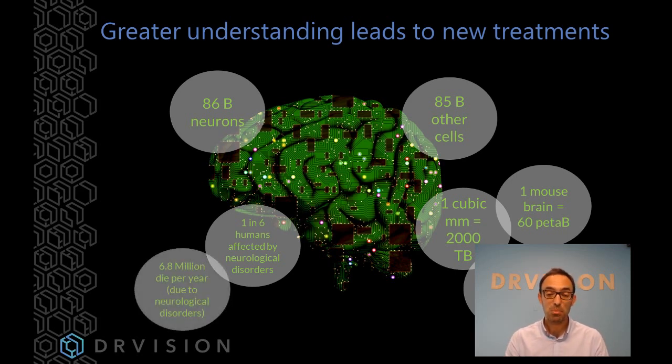And in that same report, it shows that almost 7 million people die of neurological related diseases each year. And so with relatively little understanding of this organ, we have great difficulty in designing new treatments that help patients that have this kind of disorder.